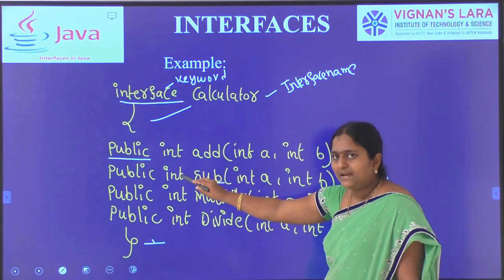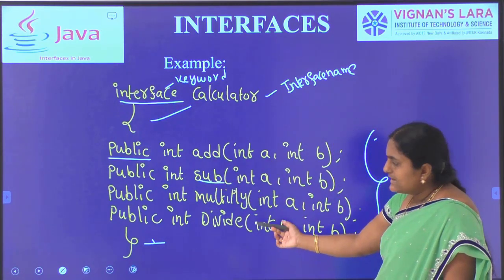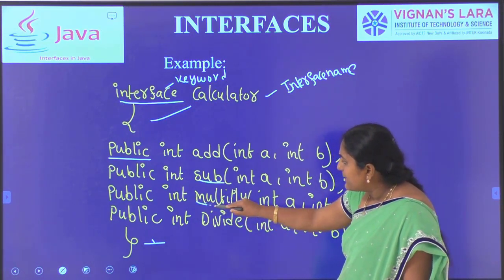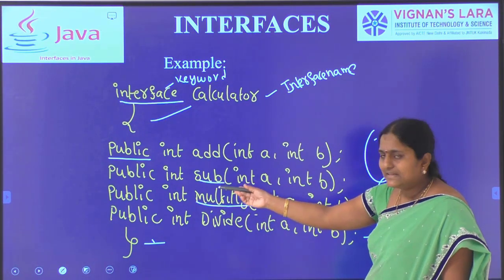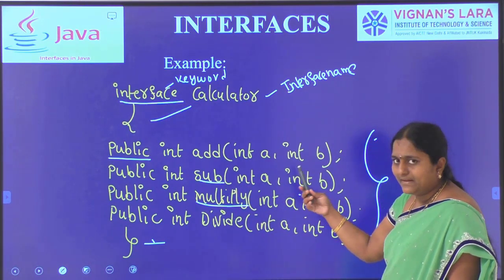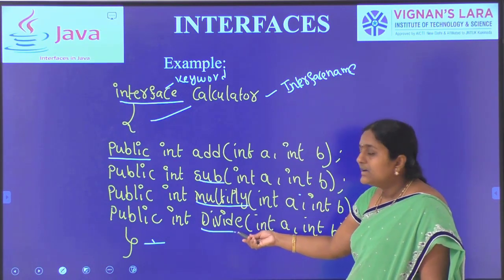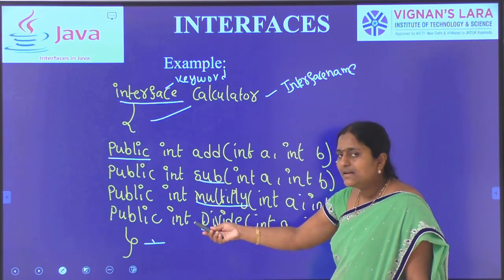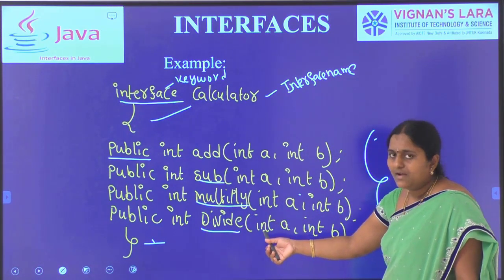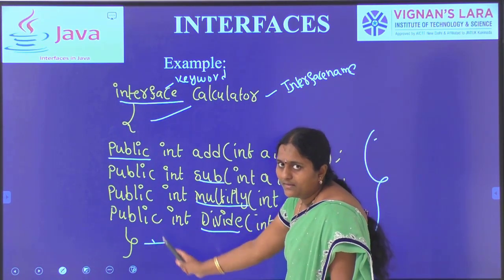Next, in a similar way, the sub method has been declared. Sub is of integer type. This method also has two arguments, a and b, of type int. In a similar way, the multiply method has been declared, with integer return type. It has two arguments, a and b, of type int. In a similar way, I have declared the divide method. The return type is int. It has two arguments, a and b, of integer type. Here I am closing the interface body.